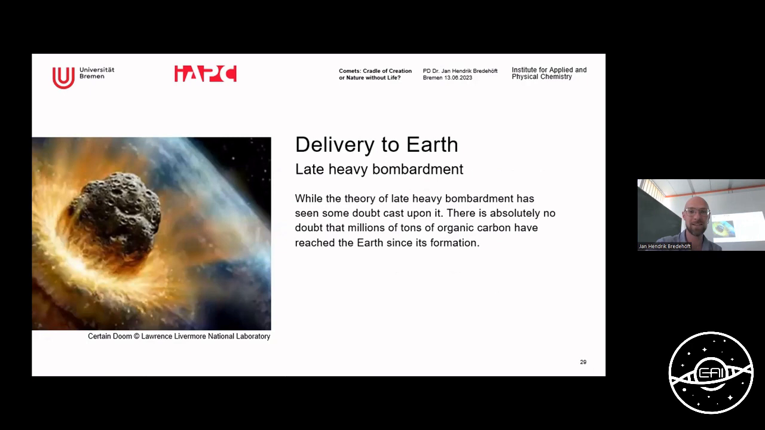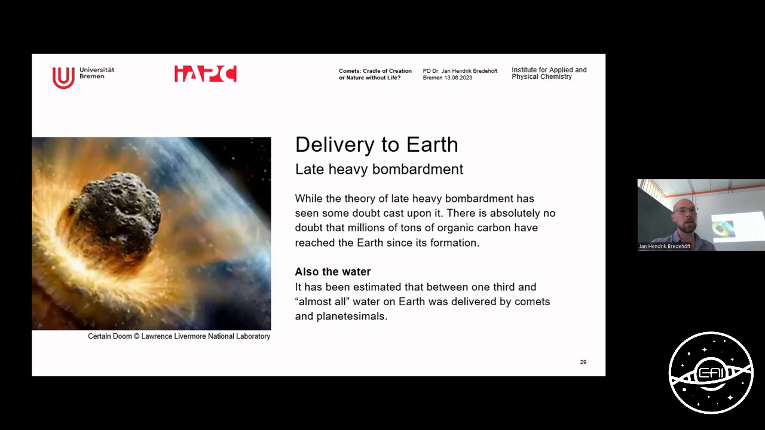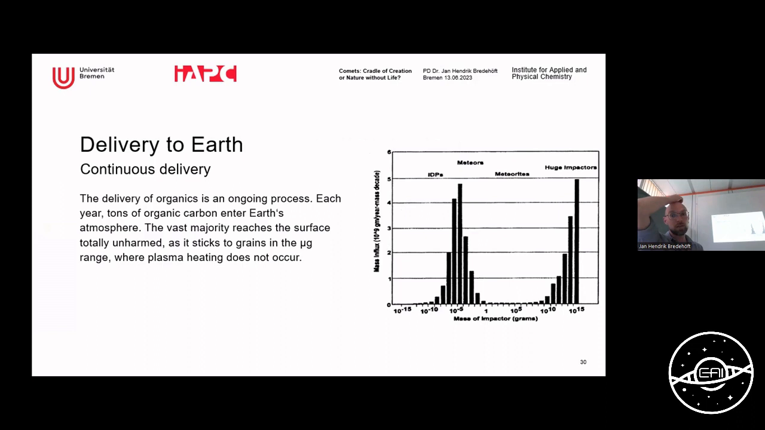as first thought, but there's absolutely no doubt that millions of tons of organic carbon have reached the Earth since its formation. And also there's estimates that between one third and, quote unquote, almost all water on Earth was actually delivered by comets and planetesimals after the formation of Earth. So there's absolutely no doubt that we've seen a huge influx of both carbon compounds and water since the formation of Earth. And this is not only something that happened 3.8 billion years ago, this is something that is still ongoing. So each year, several tons of organic carbon enter Earth's atmosphere.